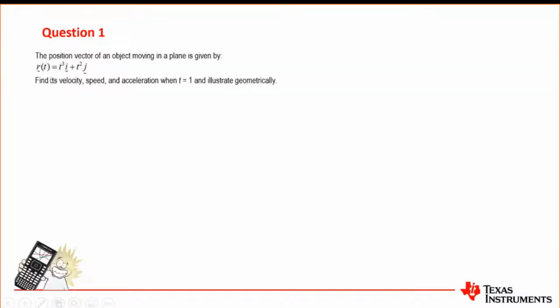So let's have a look at question 1 from the handout. This time the position vector moving in a plane, so we have only 2 components, i and j, is given by this vector equation. We want to find velocity, speed, and acceleration at time 1 and illustrate the situation geometrically.